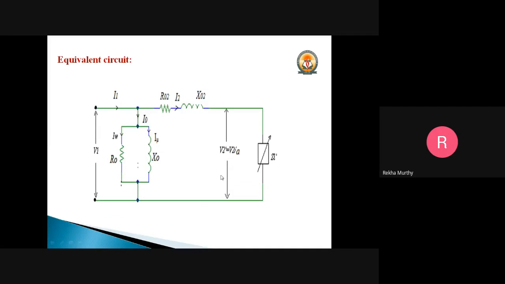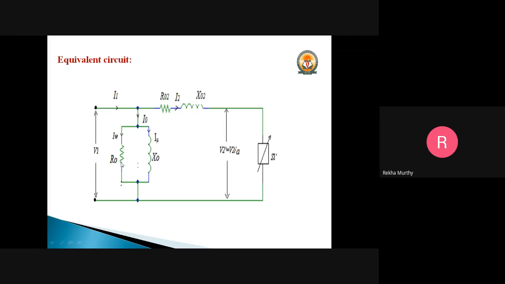Further, we can also draw the equivalent circuit which is referred to the secondary side. That is R02 and X02, and the corresponding values you can find out. These two values can be obtained by the short circuit test. What about the other two? This is a shunt circuit. The shunt branch values can be obtained by the open circuit test.